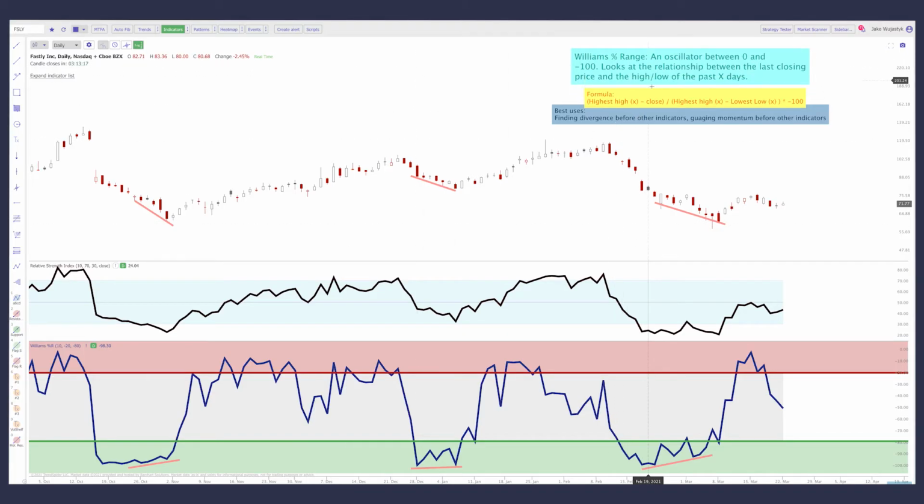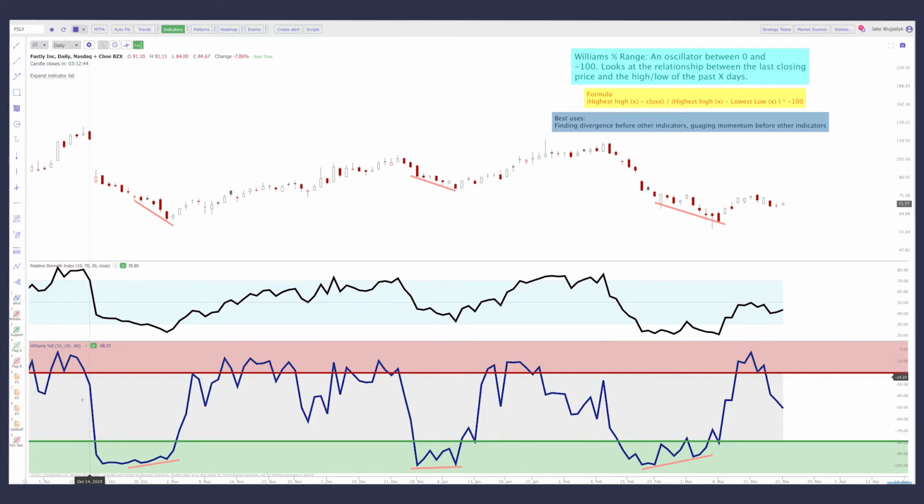In this case, you'll see that we have the RSI on top. We're looking at the RSI 10 and the Williams percent range 10. And you'll notice here that the RSI 10 is not signaling any divergence. It's just becoming oversold. So what I like to do is look for when the RSI is oversold and then the percent range is showing some type of divergence. On top of the divergence, as I mentioned, it will show momentum and just overall strength of trend before the RSI.